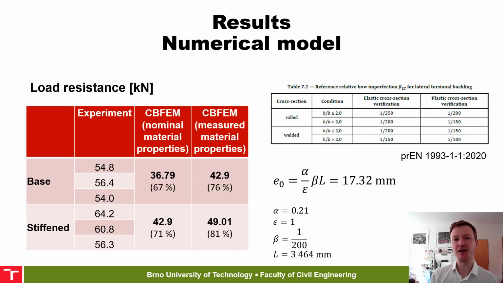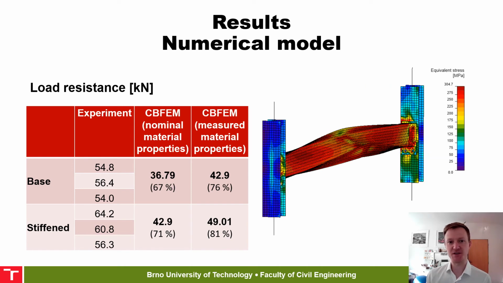However, when designing a member from the office, we do not have the measured material properties, and we do not know the imperfections in advance. So I present also the results using just the initial geometric imperfections according to the draft of the new Eurocode. With the nominal material properties, the model predicted about 70% of the average experimental load resistance. With measured material properties, about 80%. So it seems there is enough safety in the amplitude of initial imperfections.